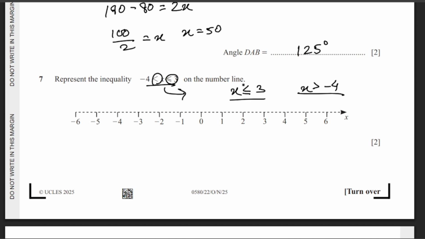Now x is less than or equal to 3. That means x could be only this way from 3 on the number line. So we're going to make a circle over here, and since it says equal to, we're going to fill in the circle. Now we have x is greater than minus 4. So we have minus 4. That means x can be greater than minus 4, towards this way, but it cannot be equal to. So we're going to leave that circle empty. And now we just connect the two dots right there. And there is our inequality represented.